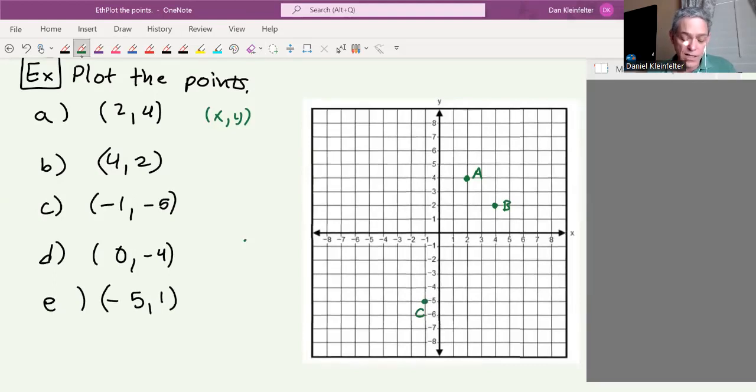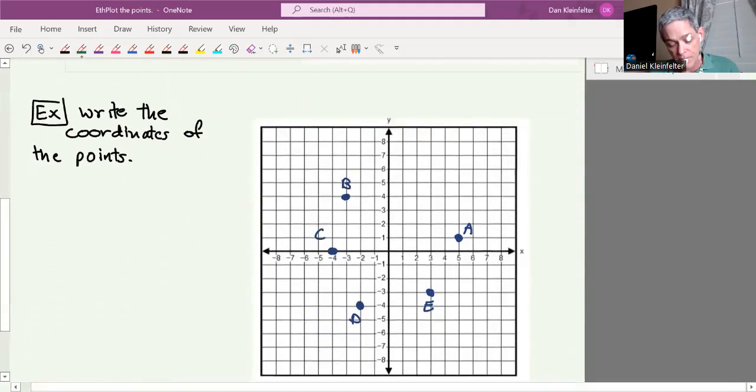Okay, then D, 0, -4, that's on the negative y-axis. 0 for x, -4 for y. And then E is -5, 1. We went to -5 in the x direction and 1 in the y direction. And that will be E. Plotting or graphing points in the plane.